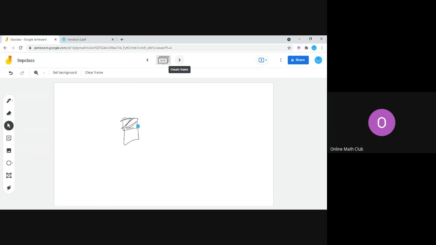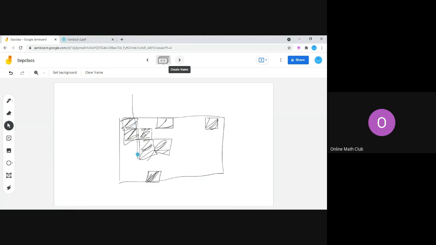Let me draw something random. I'm really sorry for my drawing skills, right? Something like that. Then maybe we split it at some point like that, right?